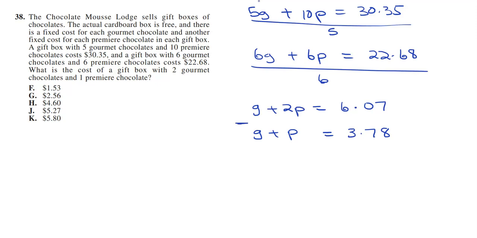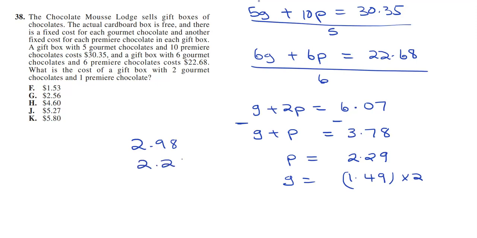So let's figure out the cost of a premier chocolate. We just subtract. So the premier is going to be equal to, we subtract right here, this is 9, this is 2, this is 2. So premier is $2.29. And then gourmet is going to be subtracting this, so this is going to be $1.49. So now what is the cost of a gift box with 2 gourmet and 1 premier? 2 gourmet, so let's multiply this by 2. So this is going to be $2.98 plus $2.29, which is $5.27.